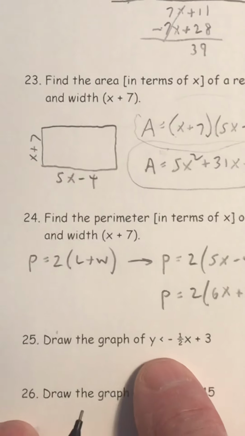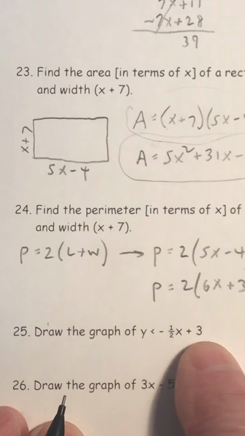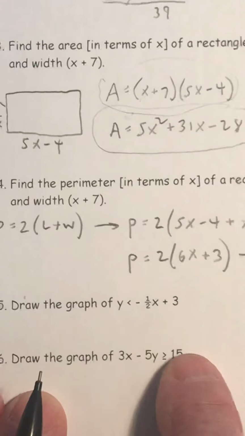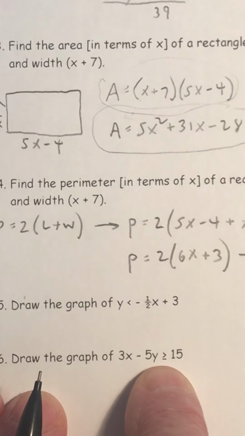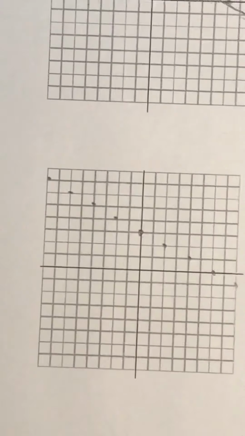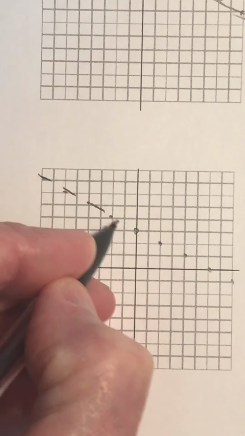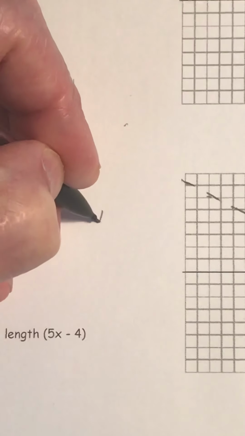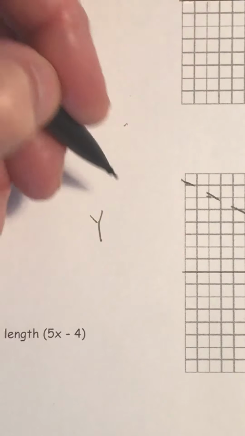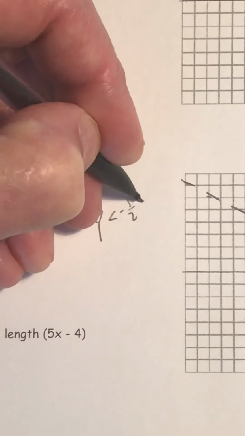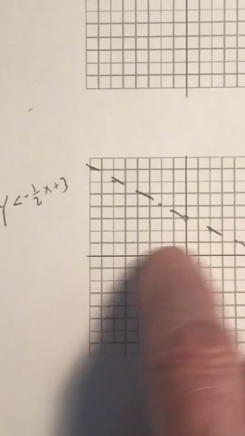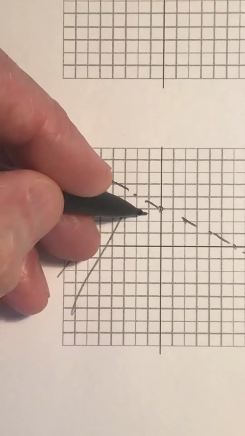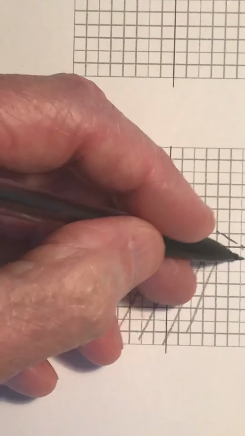It says y is strictly less than blah, blah, blah. So when it's strictly less than, we want to make a dashed line. See, the next one, we're going to make a solid line because it says could be equal to. This one has to be a dashed line, and since it's in the form y all by itself on one side, and since it says y less than, we can be sure we shade below. We don't have to plug in any test point like we will in problem 26, but this is our graph for 25.